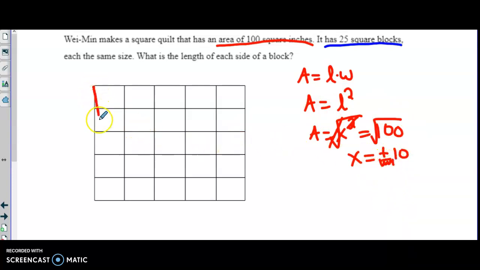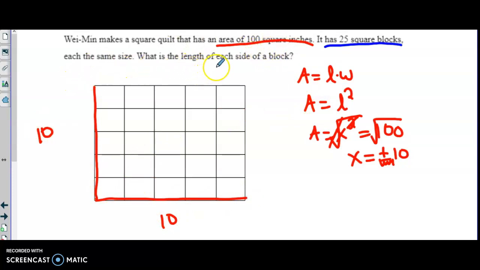So I know that, oh geez, that was a terrible line. Let me undo that. I know that this side here, this length, that whole thing is 10 units long. And I know this whole length down here is 10 units long because to find the area, 10 times 10 equals 100. Okay, but that's not what it asks for.